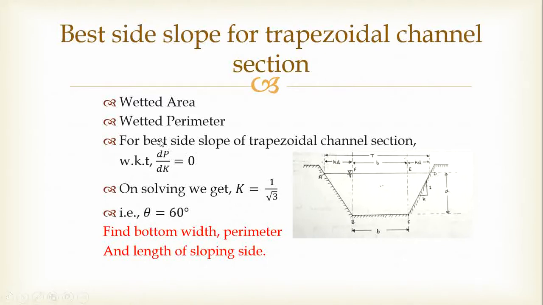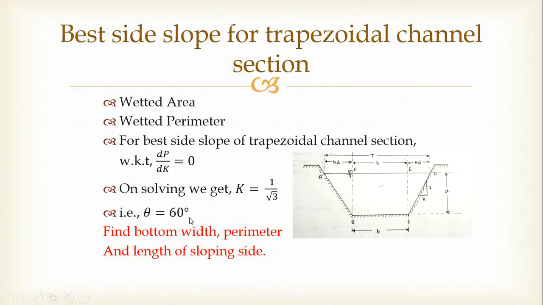For the best side slope of the channel section, I want the best side slope, that is K, 1 vertical to K horizontal. So my perimeter I will differentiate with respect to K, and I will equate it to 0. Just try this. On solving, we will get K is equal to 1 by root 3. That is, if you use the tan theta angle, you will get theta as 60 degrees.